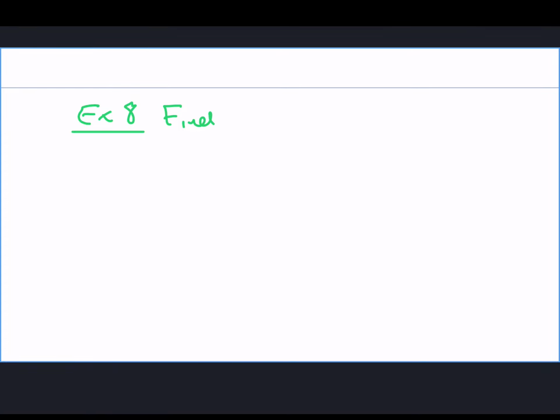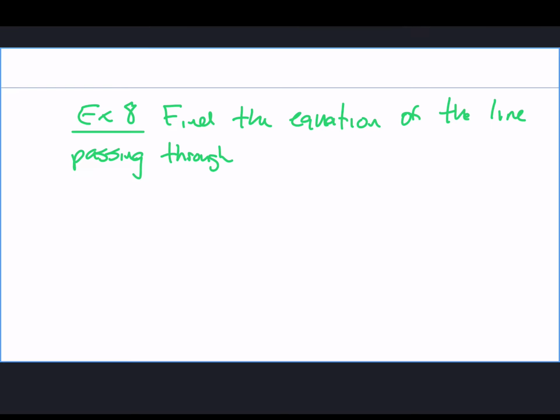We want to find the equation of the line passing through -5, 2 and 2, 2.